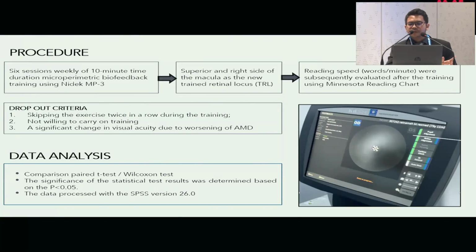For the procedure, each participant completed 6 weekly sessions of MBFT lasting 10 minutes using the NIDEK MP3 microperimeter, and the training was targeted at a new trained retinal locus, or TRL, which we specifically selected in the superior region of the macula. Reading performance was evaluated before and after training using the Minnesota Low Vision Reading Chart. These are our drop-out criteria: patients who skip the exercise twice in a row, or if there is a significant change in visual acuity due to worsening of AMD. Here are pictures of the training.